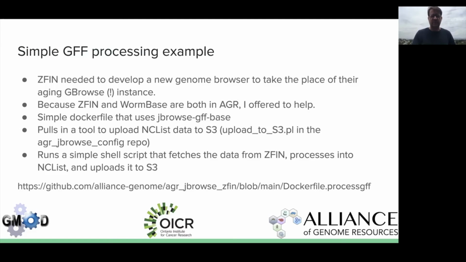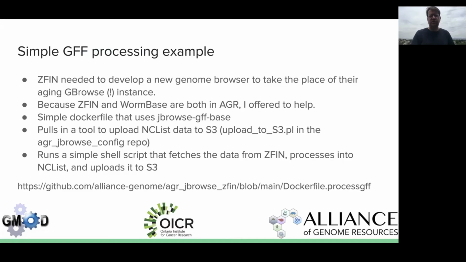So here's a simple example. ZFIN, the zebrafish model organism database, needs to develop a new genome browser to take the place of their aging GBrowse instance. And because ZFIN and WormBase are both part of AGR, I offered to help. So basically, I created a simple Dockerfile that uses that JBrowse GFF base. And I also included a tool that will upload that NCList data to S3, which makes it really easy. You'll see where that's included in a minute.